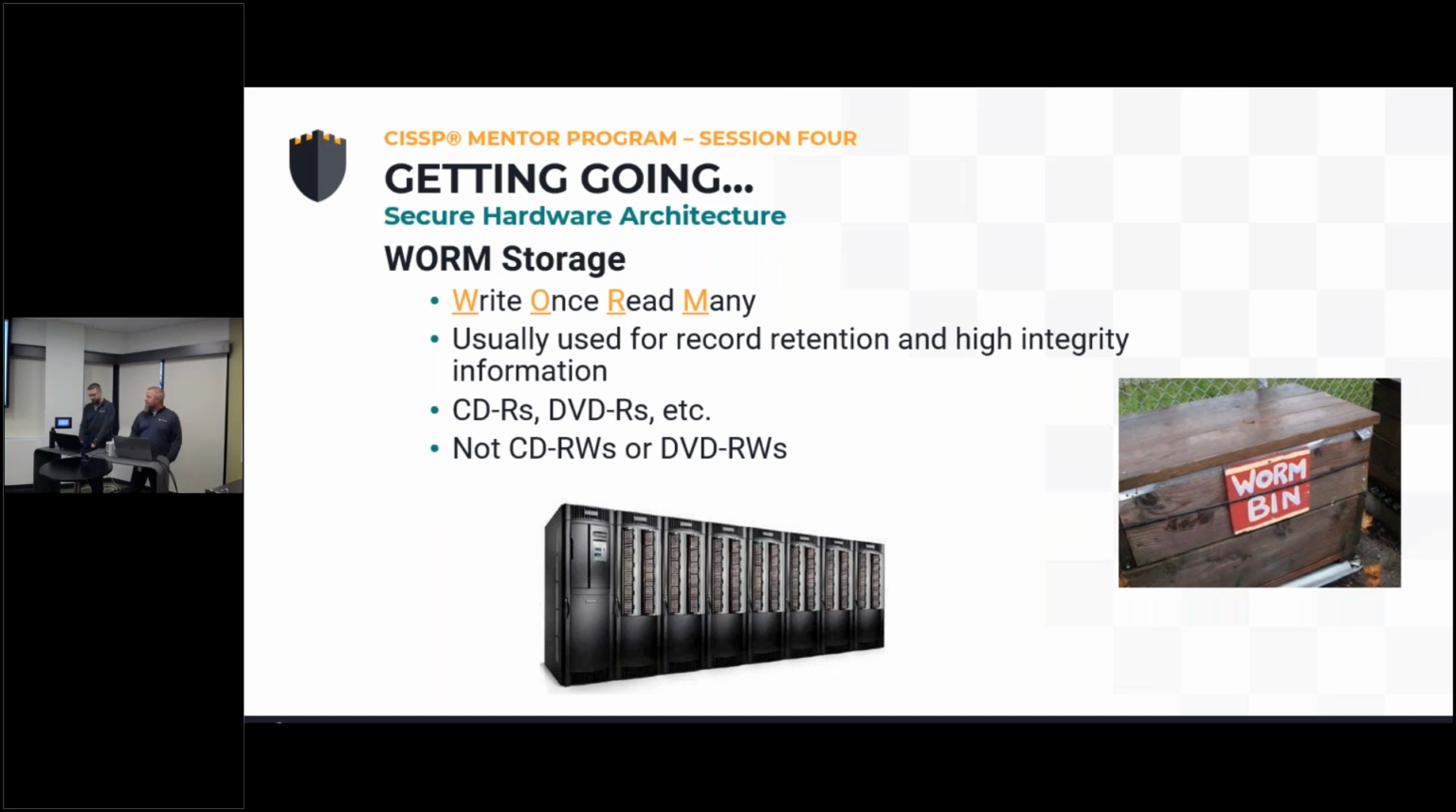So DVDs, CDs are WORM, not DVD-Rs or CD-Rs, right? I haven't seen a DVD-R drive. I mean, I haven't used a DVD-R drive in like the longest time. It's crazy. Have you?